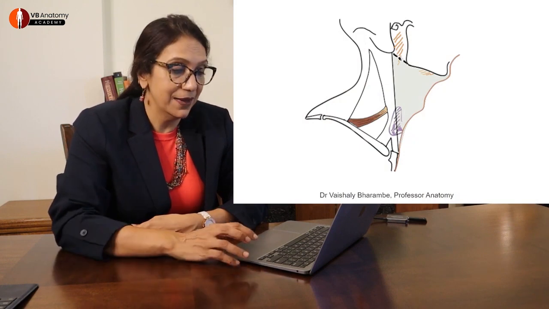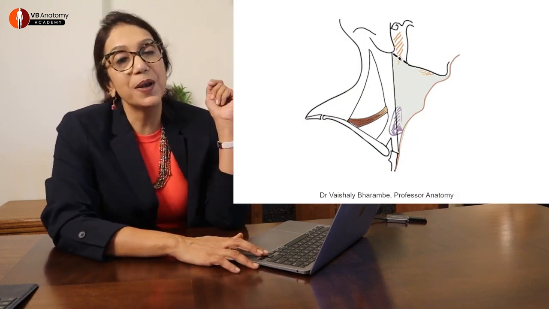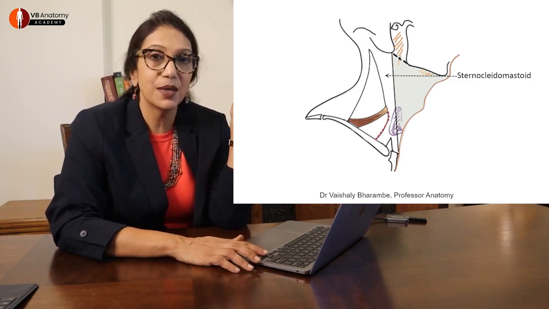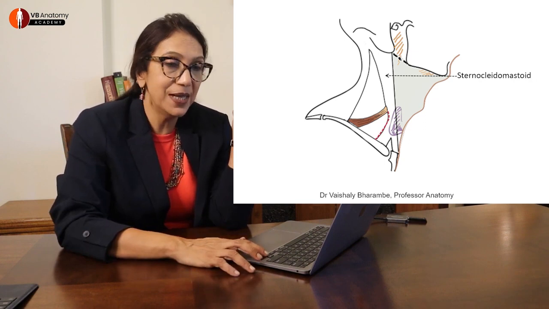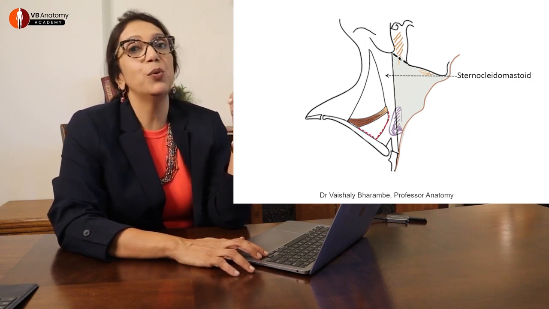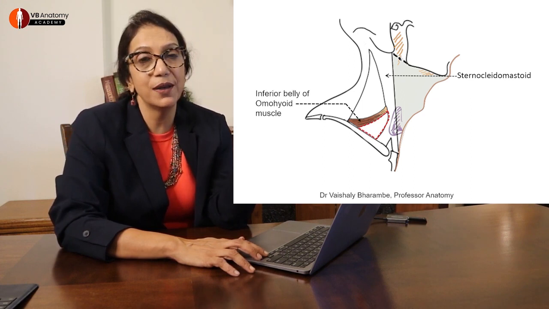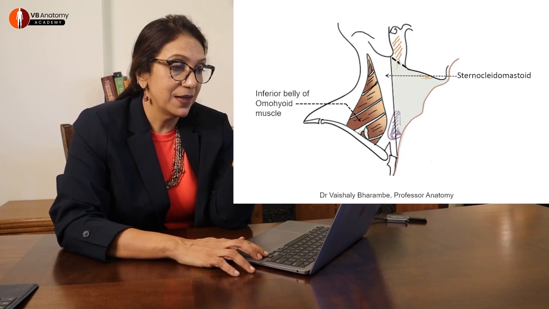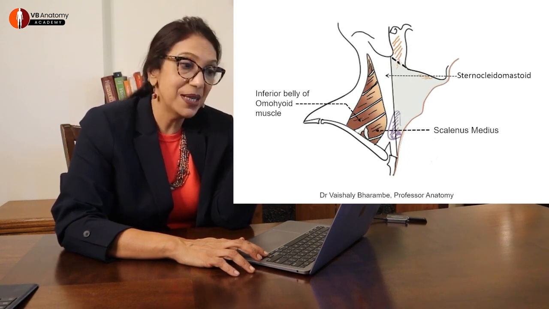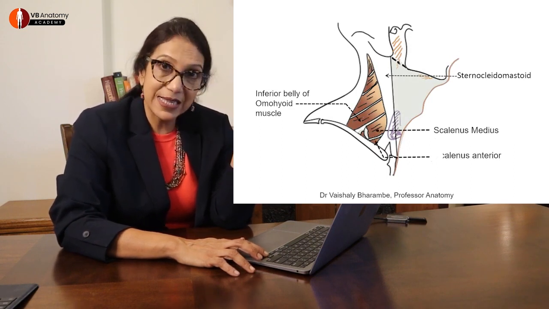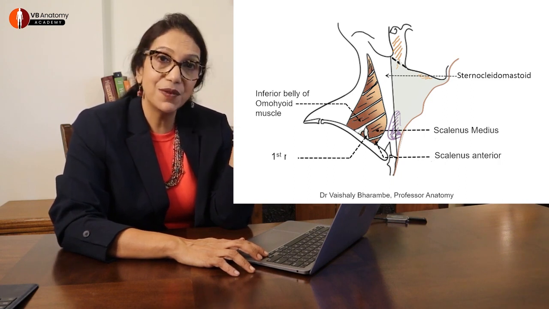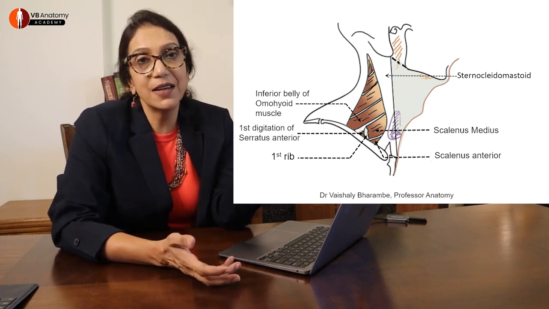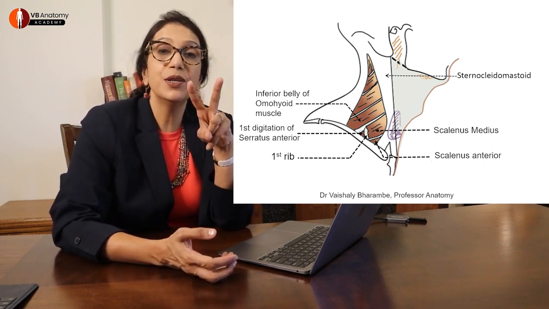You've drawn it, right? And tell me the boundaries of the supraclavicular triangle. Anteriorly bound by sternocleidomastoid. Now you know the rest. Inferiorly bound by clavicle. Superiorly bound by the inferior belly of omohyoid. You knew this. Okay. Similarly, you know the floor also. This one, which muscle? Scalenus medius. This one, scalenus anterior. This one is the first rib. And this one is the first digitation of serratus anterior. Easy.